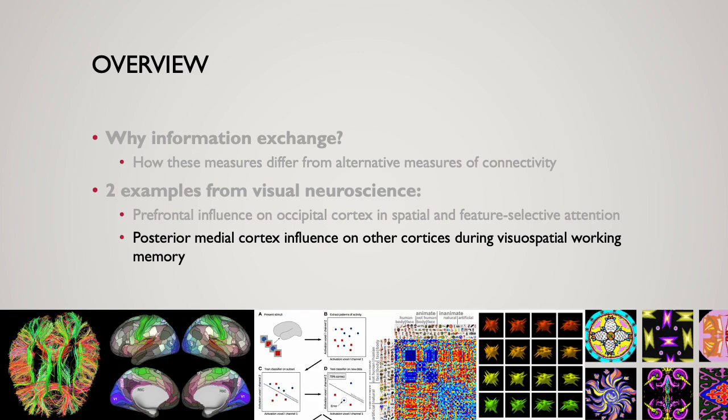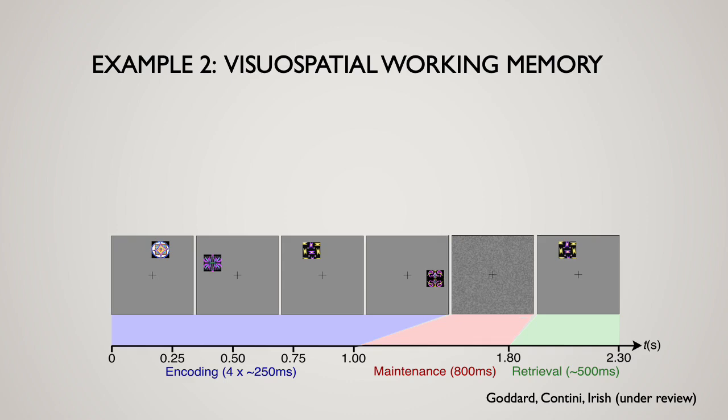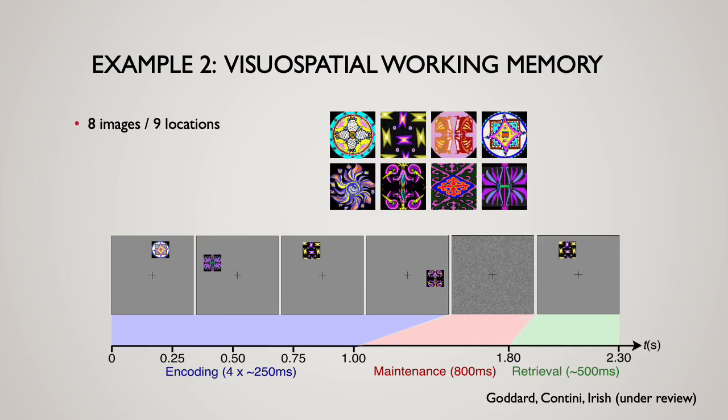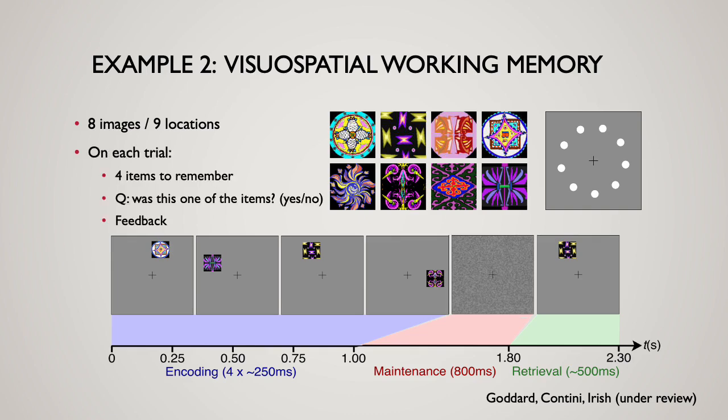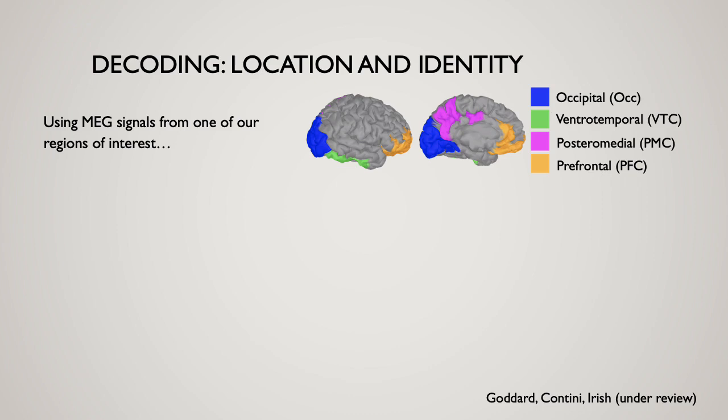I'm now going to move to this final example. This study involved a visuospatial working memory task. There were 8 possible items that were presented at 4 of 9 possible locations. And on each trial, participants saw 4 items presented sequentially, followed by a maintenance period and then a retrieval item. Their task was to say whether the retrieval item was one of the 4 in the encoding set.